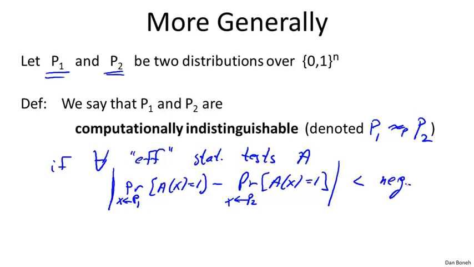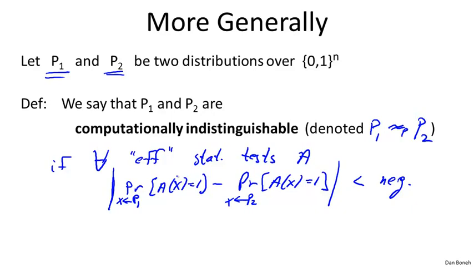Okay, so if this is the case, then we say that A's advantage in distinguishing the two distributions is negligible, and if that's true for all efficient statistical tests, then we say that the two distributions are computationally indistinguishable because an efficient algorithm cannot distinguish them.